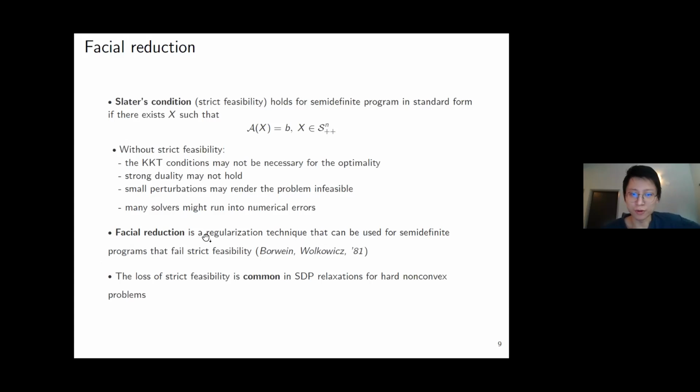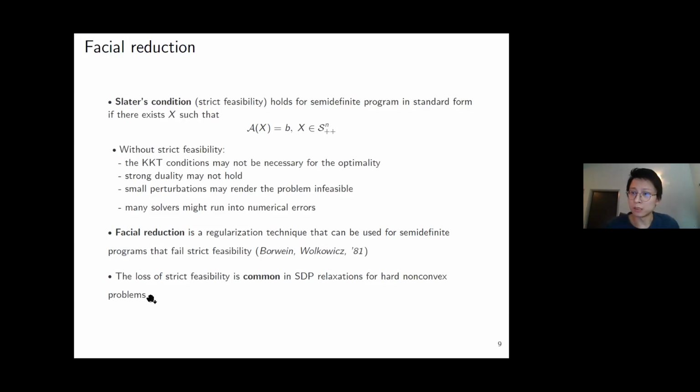Feature reduction is a regularization technique which brings a semi-definite program into an equivalent form, so that it will satisfy the Slater condition. So this is one of the methods that can restore Slater's condition if a given SDP does not satisfy Slater's condition. And the loss of strict feasibility is a common issue in SDP relaxations for hard non-convex problems.